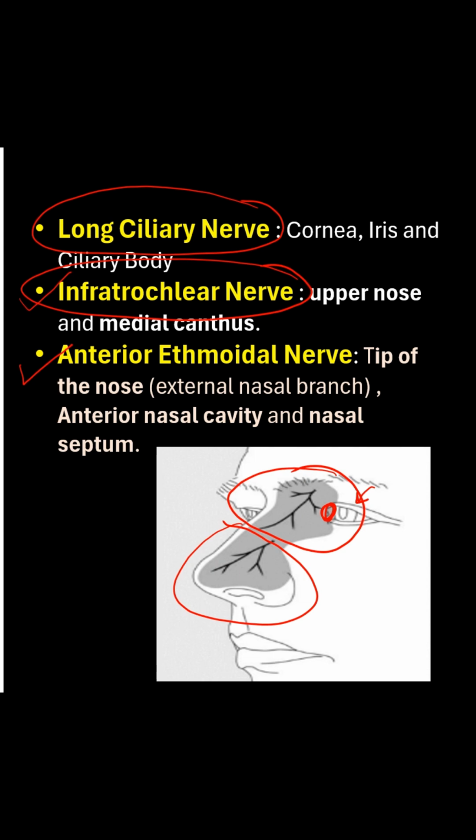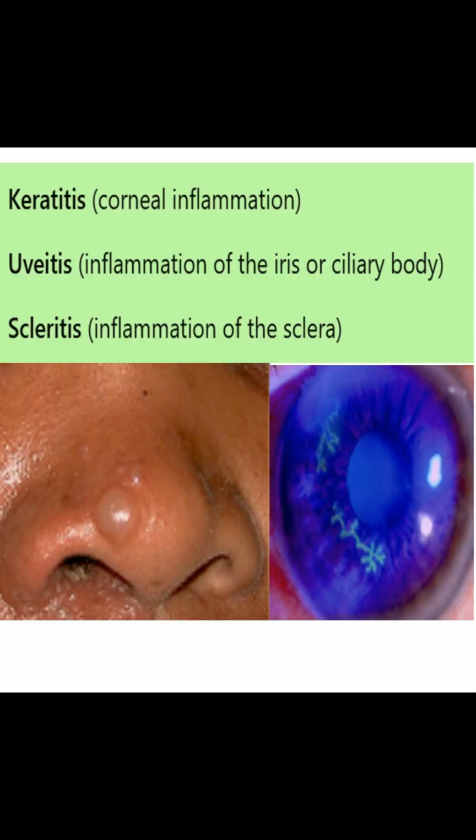Now, since the long ciliary nerve is also a branch of the nasociliary nerve along with the infratrochlear and anterior ethmoidal nerves, it is implied that whenever you see vesicles on the tip of the nose, the long ciliary nerve will also be affected, and therefore you might see changes in the eye as well, and this is known as herpes zoster ophthalmicus. That is, when herpes zoster is affecting the eye as well, the ocular structures as well, it is known as HZO or herpes zoster ophthalmicus.